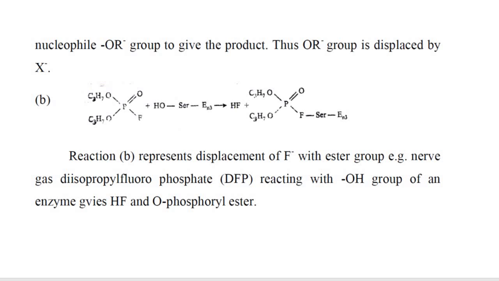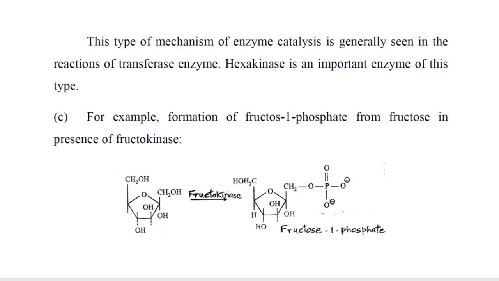Which is the ester group here? You know the C double bond OR is the ester group. So here is the ester, PO groups. Nerve gas diisopropyl fluorophosphate, DFP, reacting with the OH group of an enzyme gives HF and orthophosphoryl ester. Now my friends, this type of mechanism of enzyme catalysis is generally seen in the reactions of transferase enzymes, and hexokinase is an important enzyme of this type.